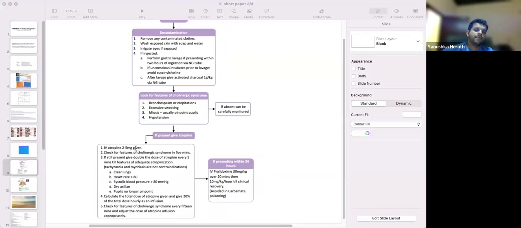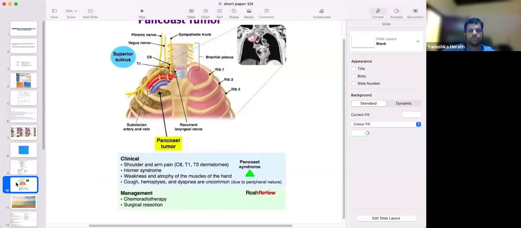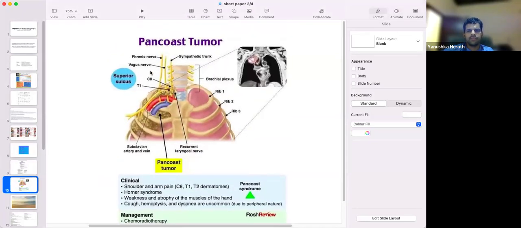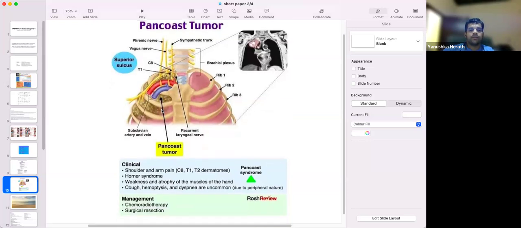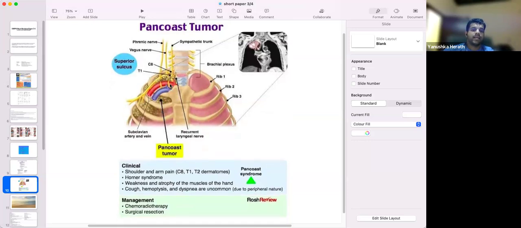So next question, I think you all know there's nothing big to talk about this. This is a classical pancoast tumor. What happens is there can be a tumor in the apex of the lung, which can cause brachial plexus injury, and they can even cause phrenic nerve injuries and sympathetic trunk injuries. As a result of all these things, they can get a C8, T1, T2 dermatomal sensory loss, and shoulder pain and arm pain will be there.